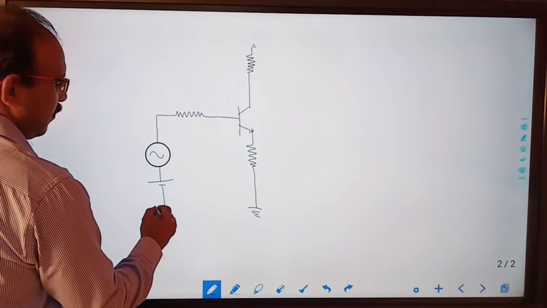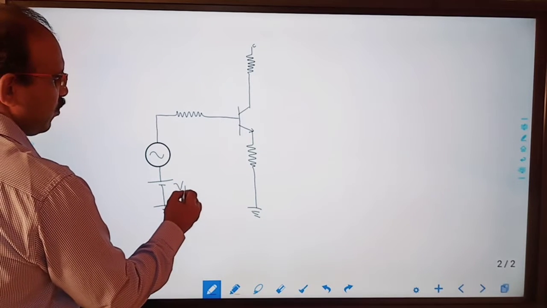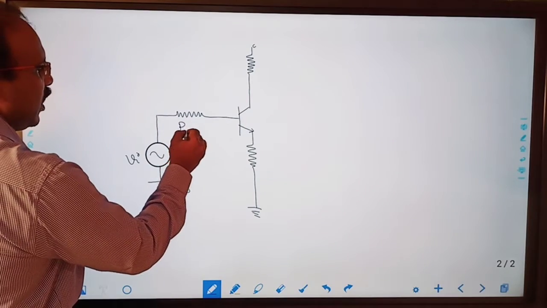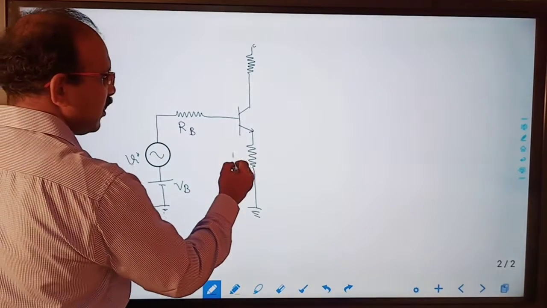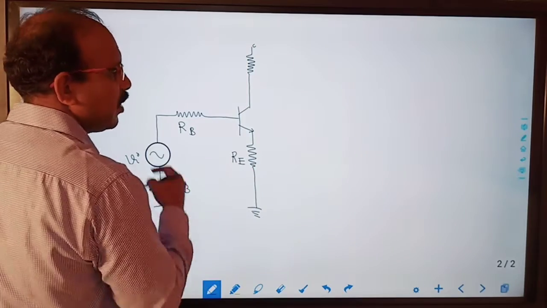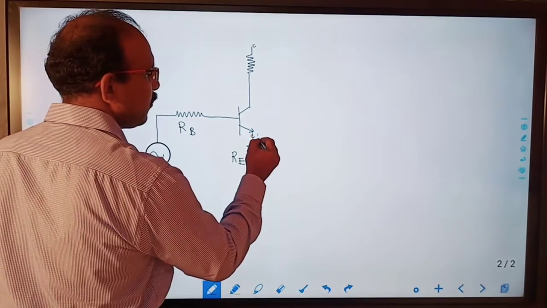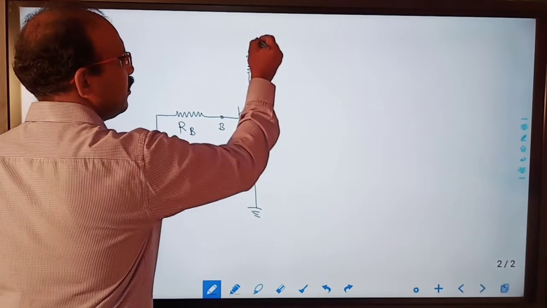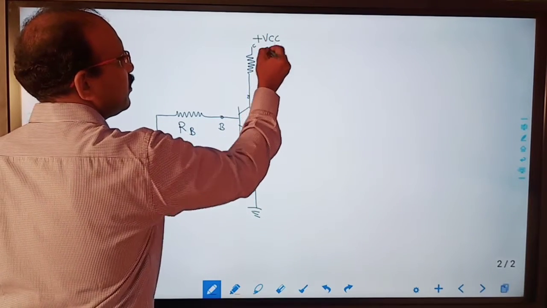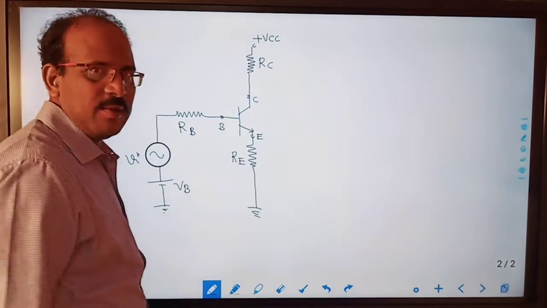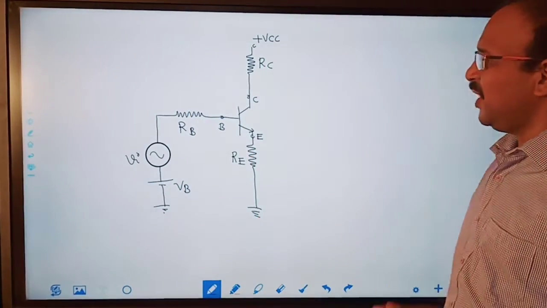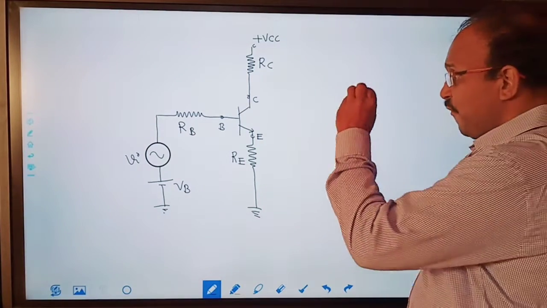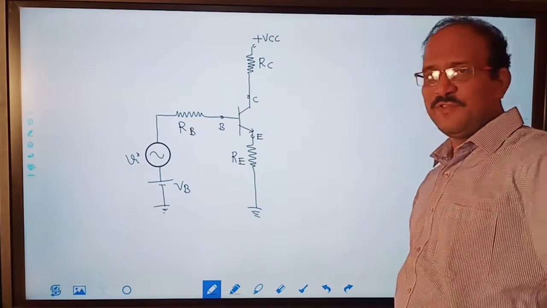Okay, this is called VB, this is called VI. This is called RB. Here is the emitter resistor connected between emitter and ground. So here is the emitter, this is base and collector, VCC, RC.